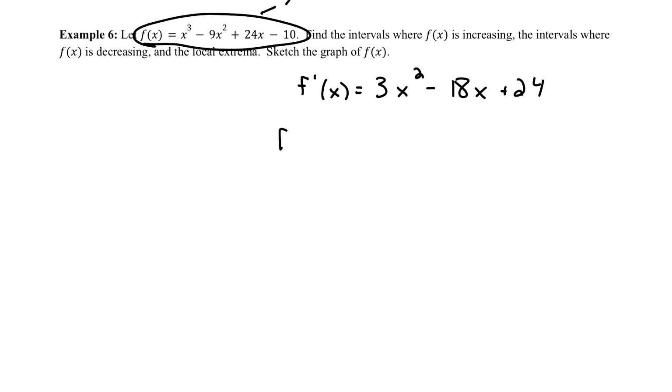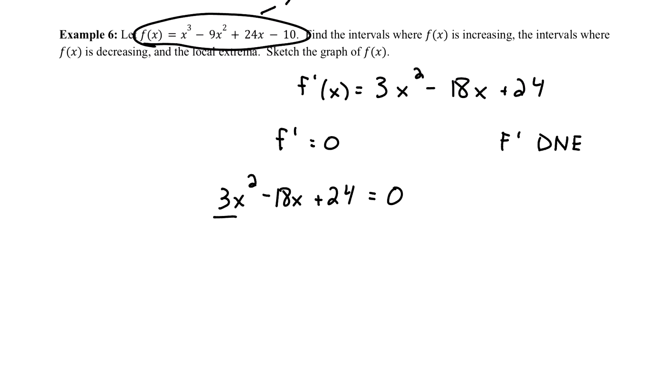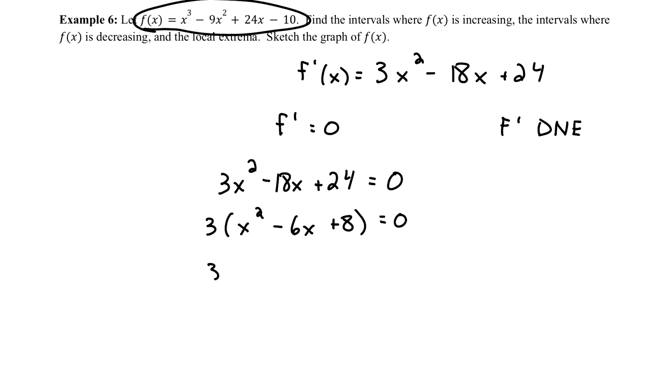We want to think about places where f prime is equal to 0 and places where f prime does not exist. So I'll start by taking 3x squared minus 18x plus 24, setting it equal to 0 and solving for x. Now we can factor this, we can use the quadratic formula, or we could complete the square. No matter what you do, I would factor out 3 on the left-hand side since all of those share a common factor of 3. That'll leave me with x squared minus 6x plus 8 equals 0. And now I can factor that a little bit easier. Two numbers which multiply to be a positive 8 and add to be a negative 6 would be negative 2 and negative 4. So x minus 2 times x minus 4 equals 0.